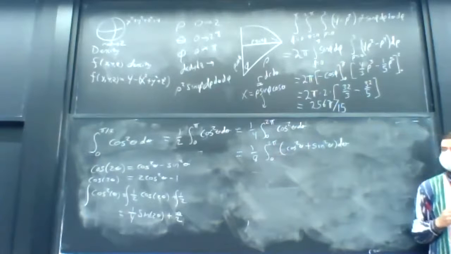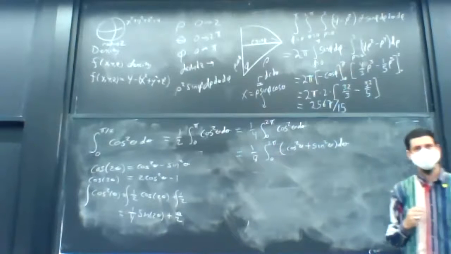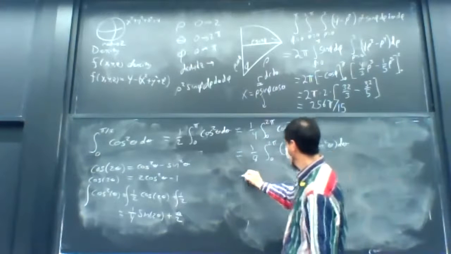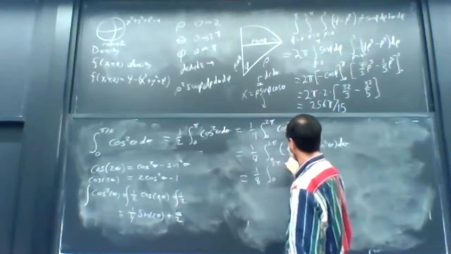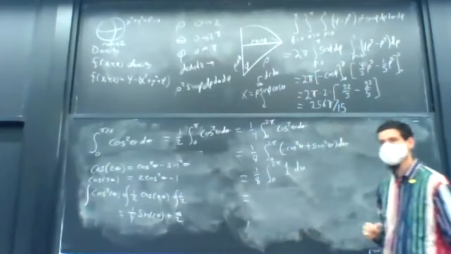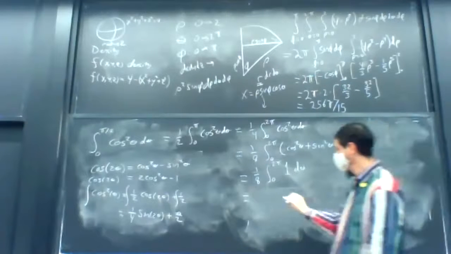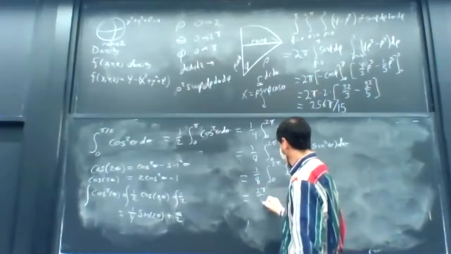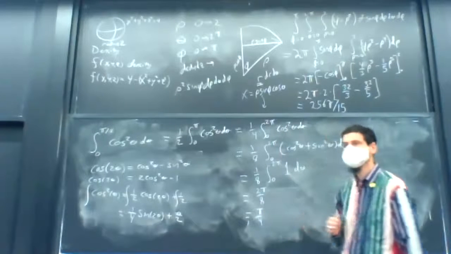What do we know about cosine squared theta plus sine squared theta? It's 1. So this is the same as 1/8 the integral from 0 to 2 pi of just 1 d theta. What is that integral equal to? Just to go to 2 pi, so we get 2 pi over 8, also known as pi over 4.